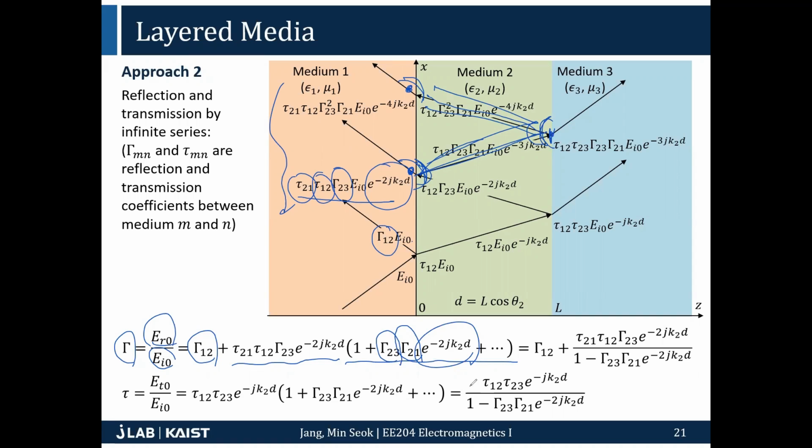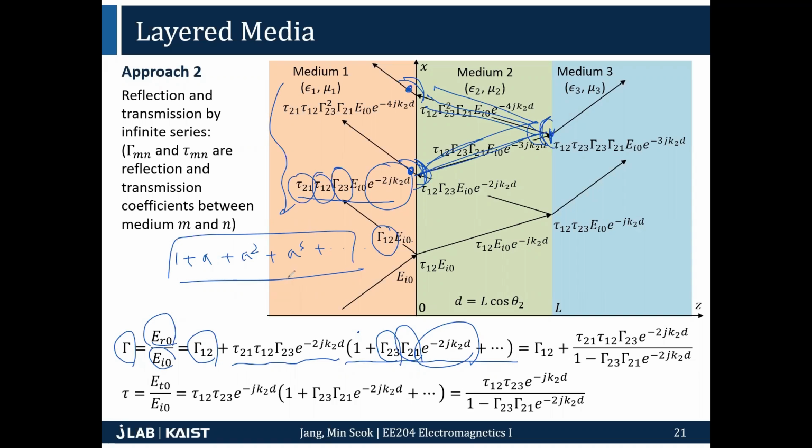So this forms a 등비수열. I'm not sure what 등비수열 is in English. What's 등비수열? The series, like, you know, 1 plus a squared plus a cubed and so on. This is called 등비수열 in Korean. I'm not sure what it's called in English. But anyway, you got the point. Okay, geometric sequence.